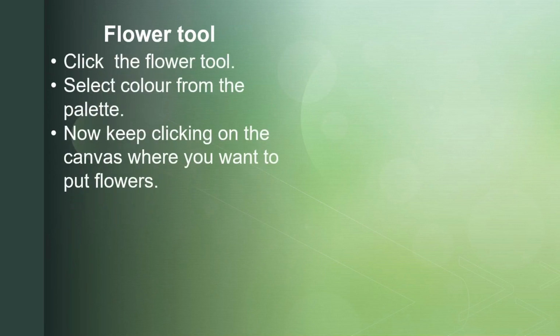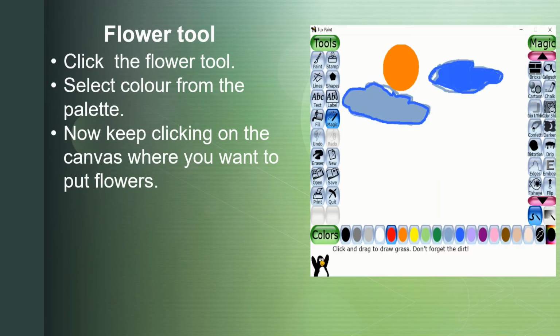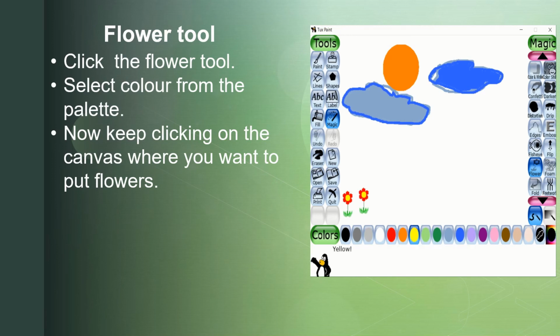Flower tool. This is one of the magic tools from Tux Paint. Here you can see in the practical. You can select the flower tool from the magic tool. Click the flower tool. Select the color which you like from the palette. Now keep clicking on the canvas where you want to put flowers.